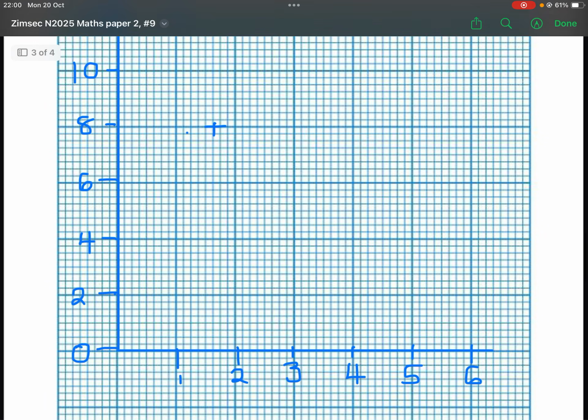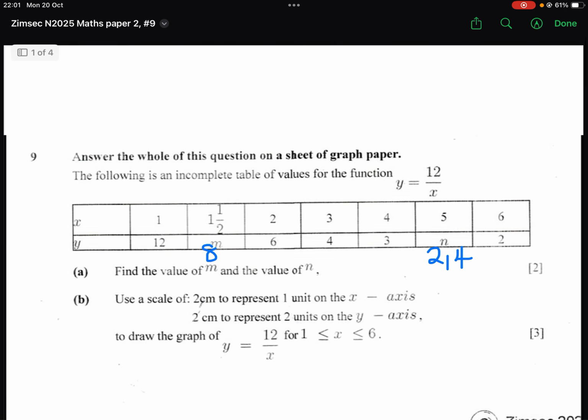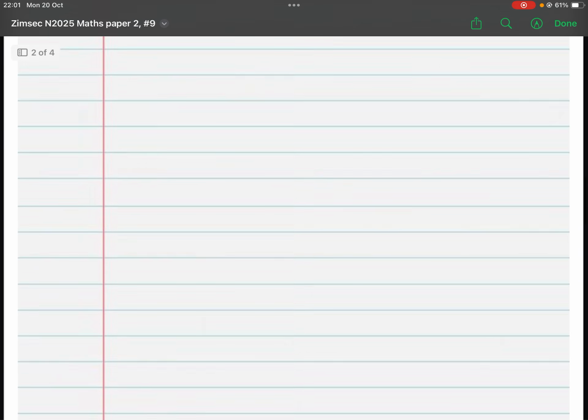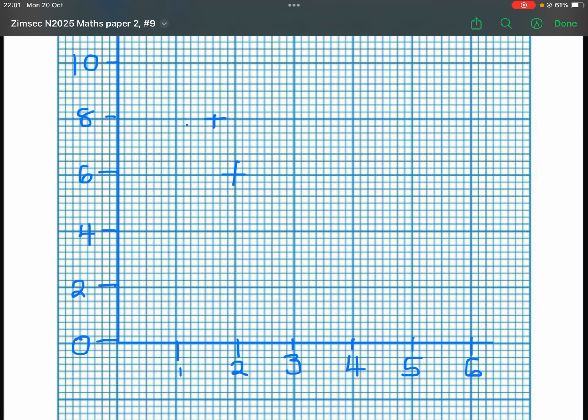The next coordinate, we are having 2 and 6. 2 in the x-axis in line with 6 in the y-axis. 2 and 6, it is here. So we are going to plot this point, right? And then the next one we are having 3 and 4. 3 in the x-axis and 4 in the y-axis. So roughly it is this point.